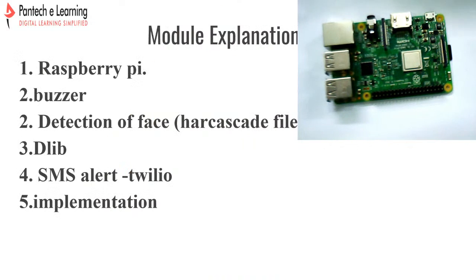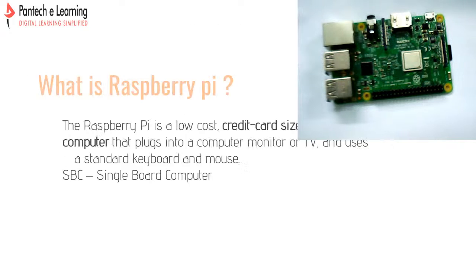I divided this project mainly into 5 modules. The first is the Raspberry Pi and buzzer. Then detection of the face using Haar cascade and dlib, which will help you extract features of the person like eye and mouth. Then SMS alert using the Twilio cloud, and then real-time implementation. The first discussion is about the Raspberry Pi device.